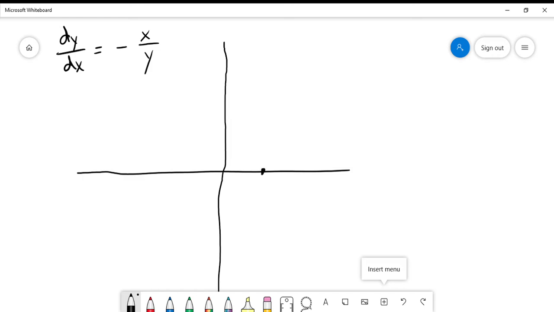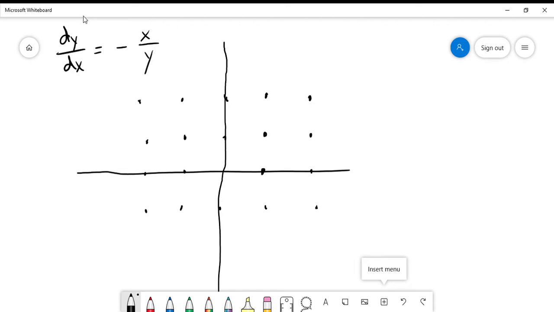And I've got my dots for my slope field. All right. Okay, and there's a good start to a blank slope field.